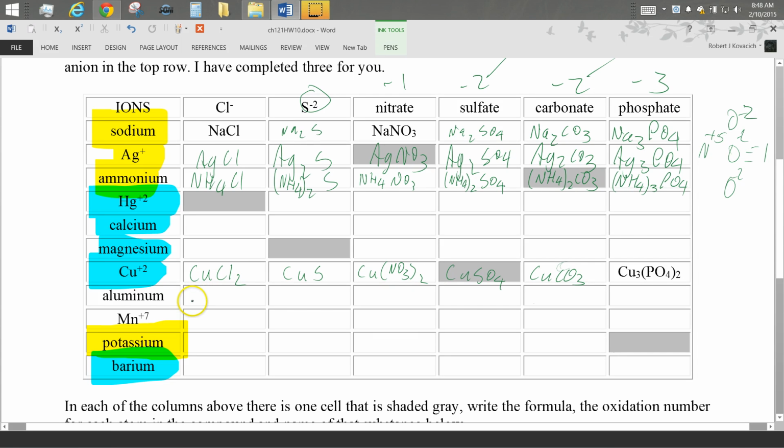Let's do this aluminum one. So AlCl3 and Al2S3. That's terrible. Al2S3 and Al(NO3)3 and Al2(SO4)3 and Al2(CO3)3 and then AlPO4.